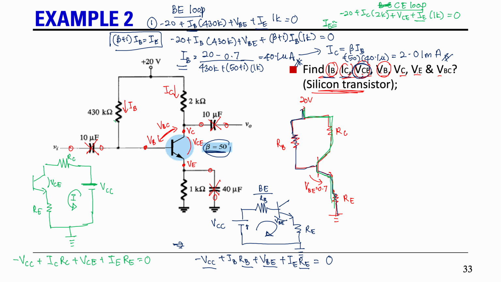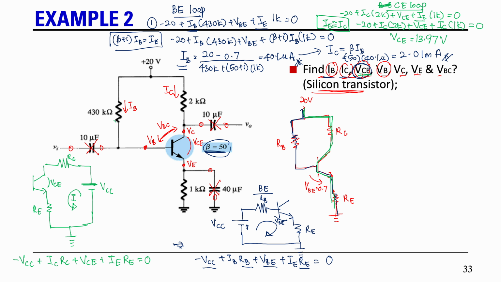IE is equal to IC. So your equation will become negative 20 plus IC times 2K plus VCE plus IC times 1K equals 0. Based on this, you can determine your VCE. Rearrange your equation and you will get VCE equals 13.97 volts. Now you have determined your VCE.